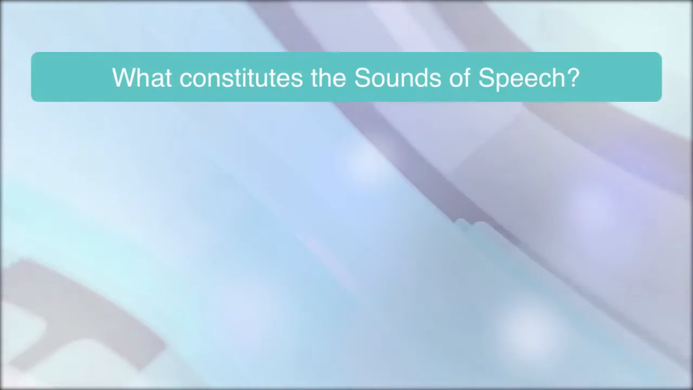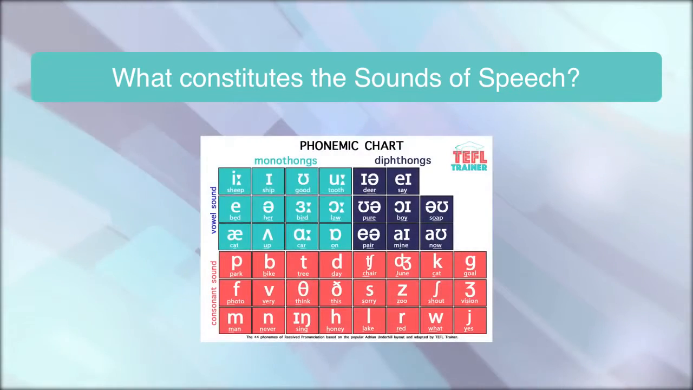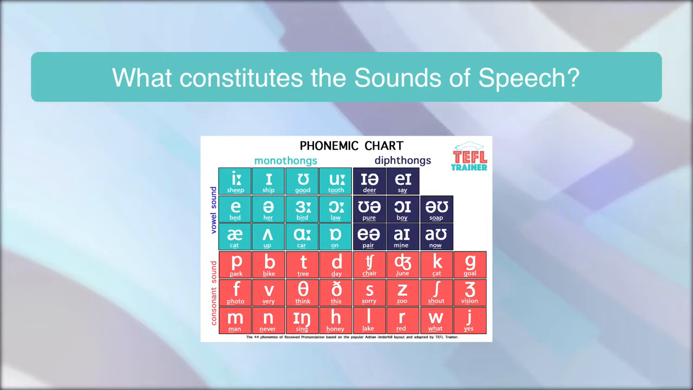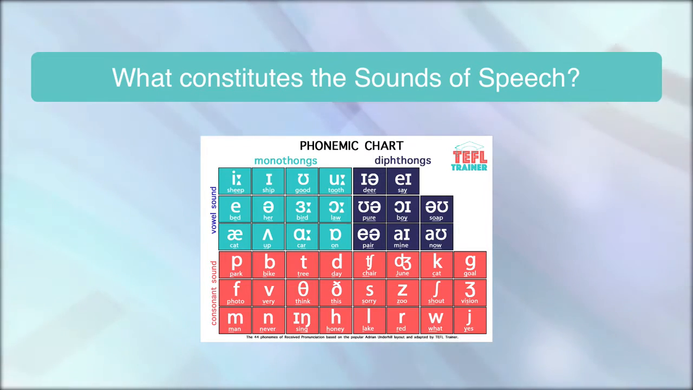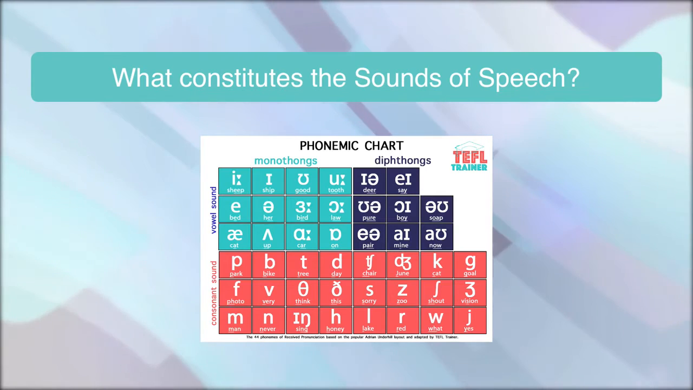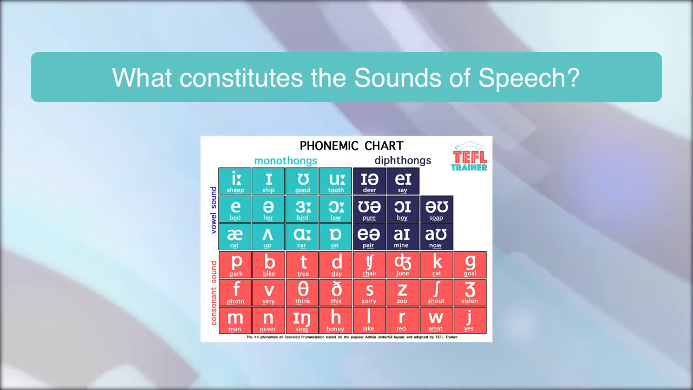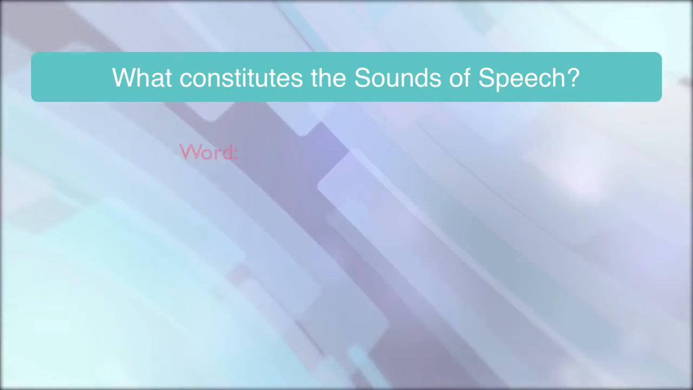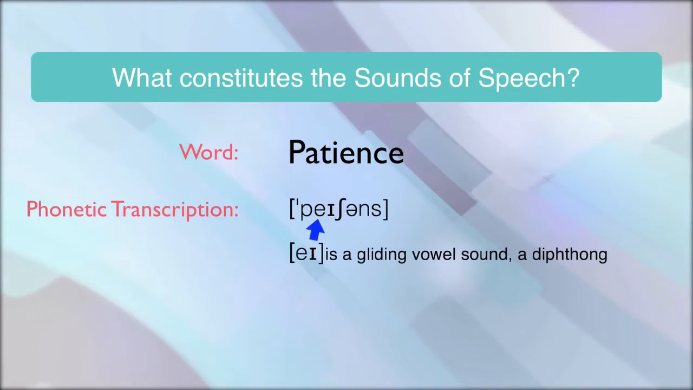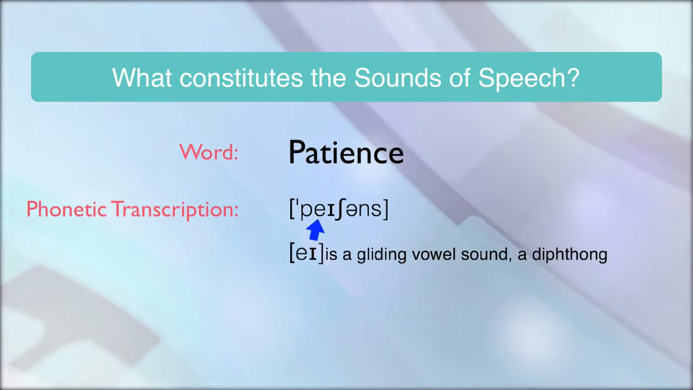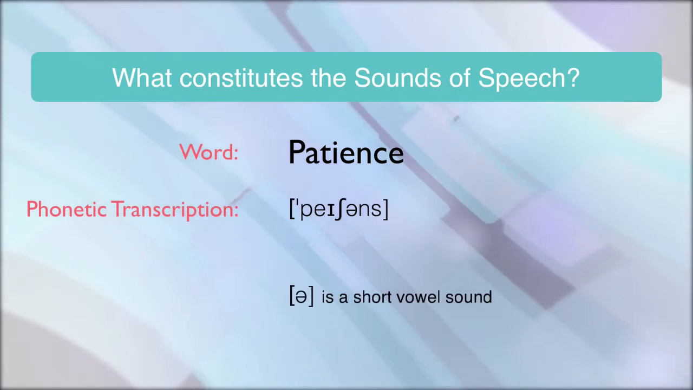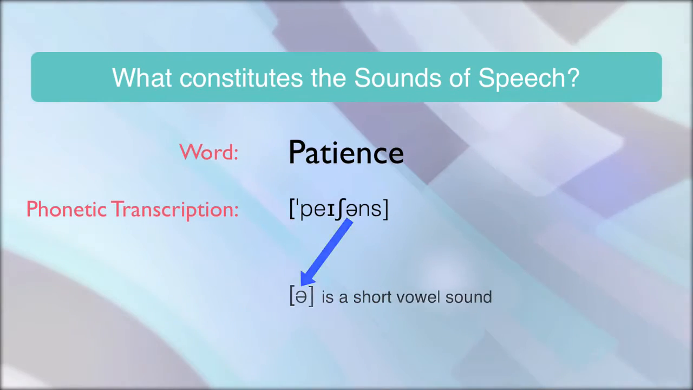As an English teacher, you won't be expected to be able to transcribe all words in IPA, but at least start using it, referring to it. It's quite common for teachers and learners to transcribe words using the Roman alphabet, influenced by one's mother tongue. So a word like patience, this would be the phonetic transcription here. So you have the diphthong, the gliding vowel sound here, and then you have the short vowel sound here.